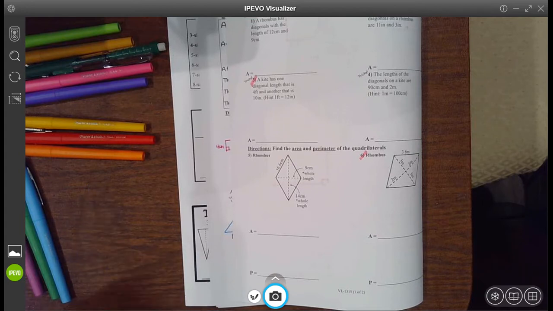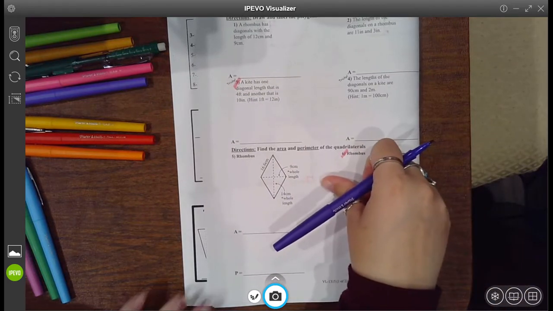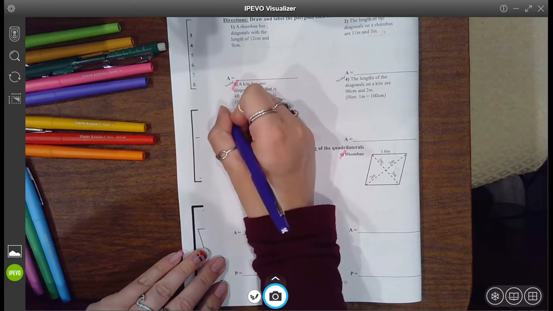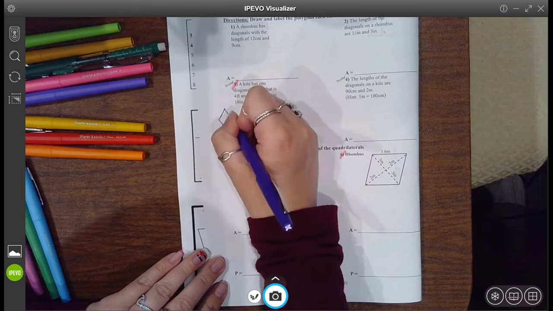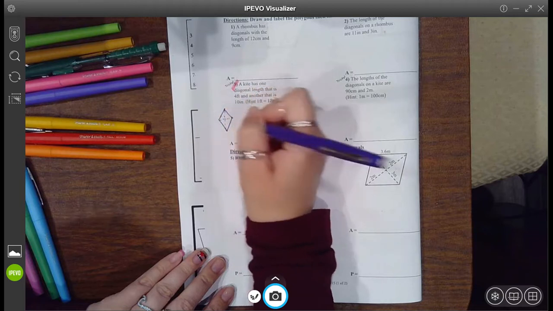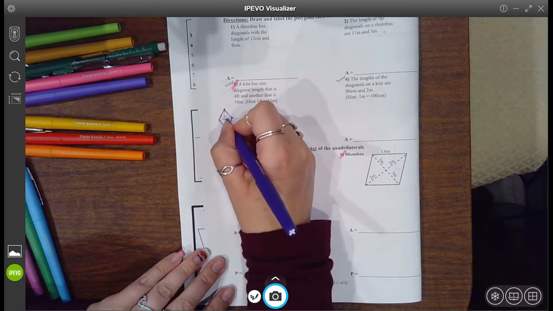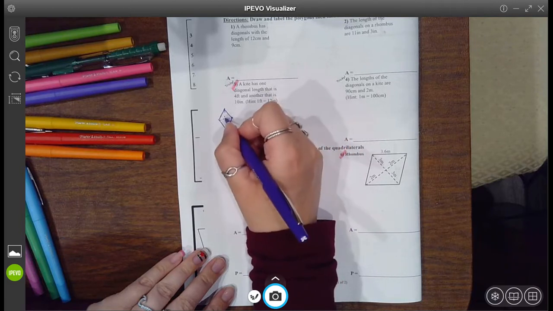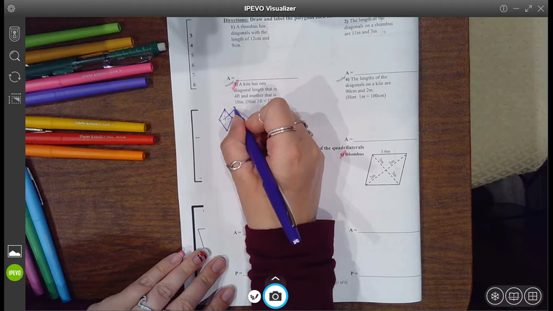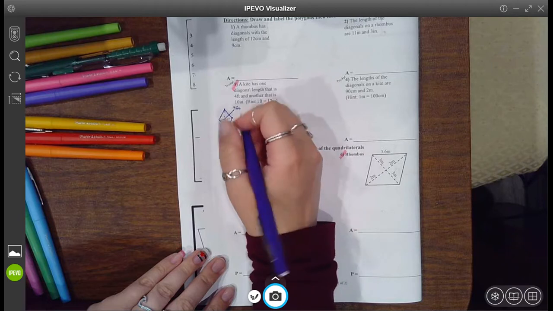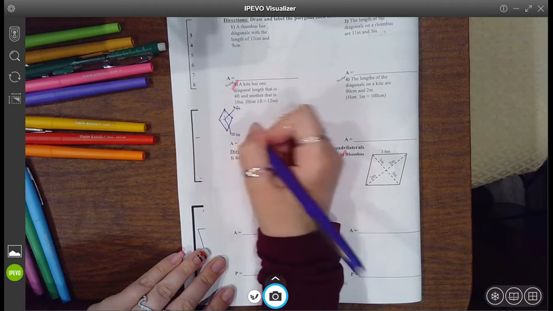So let's go ahead and first of all take a look at number 3. If they don't have a picture for you, let's go ahead and draw one. So it says that it's a kite, so let's go ahead and draw a kite. Okay, kites, our formula involves diagonals. So let's draw those in. They meet at right angles in the center. So there you go. And it says that one diagonal is 4 feet. And then this other diagonal is 10 inches.